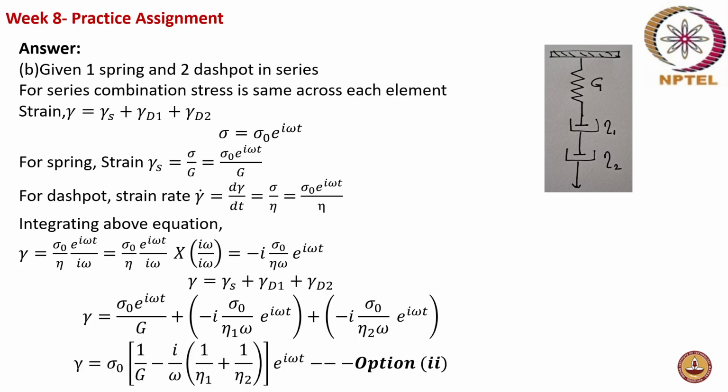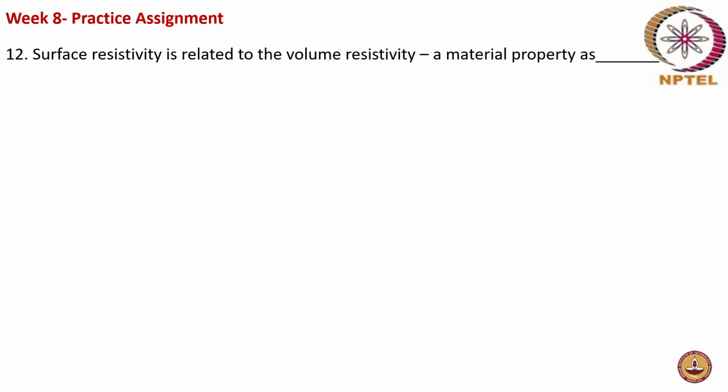Taking the common terms out, you get strain γ is equal to σ0 into 1 by G minus i by ω into 1 by η1 plus 1 by η2, e^(iωt), which is nothing but your option 2, when a periodic stress is applied for this viscoelastic fluid element.